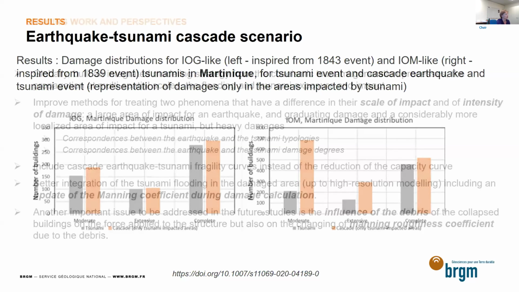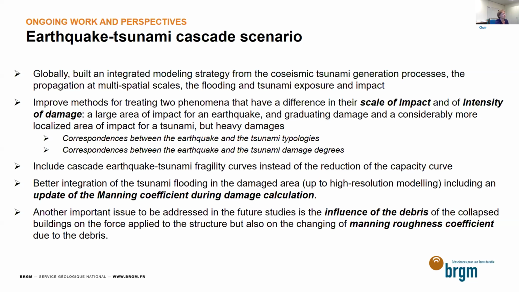What we would like to do in the end is, globally, to build an integrated modeling strategy from the co-seismic tsunami generation and propagation, and then flood and tsunami exposure and impact. Because in this case the tsunami generation and propagation is done by some colleagues with some software, and we are using the output of this step as input in our step. So we would like to have an integrated modeling strategy.